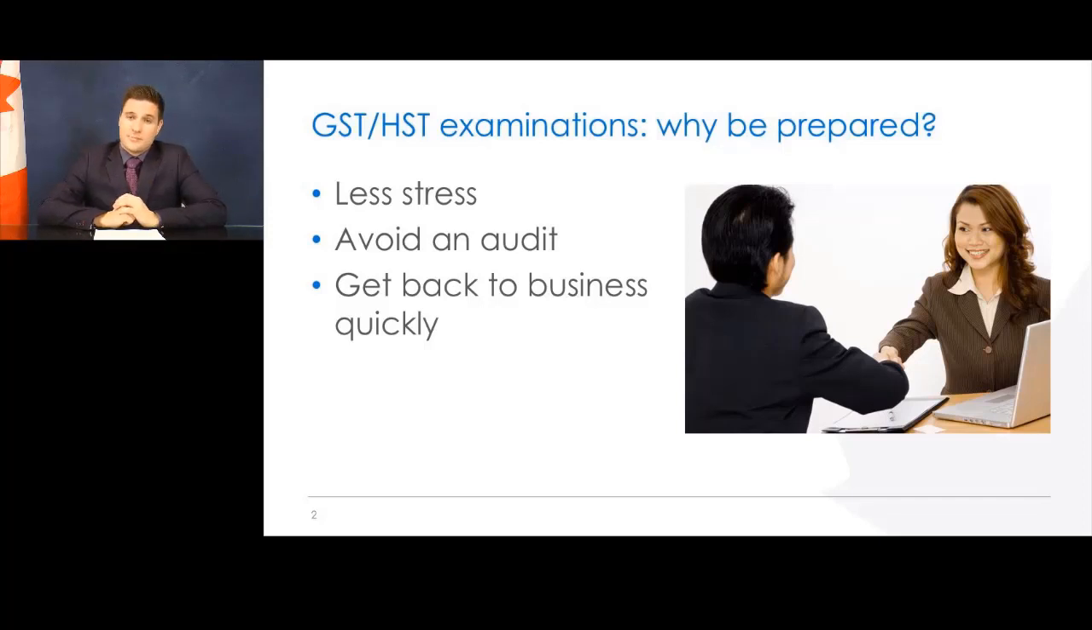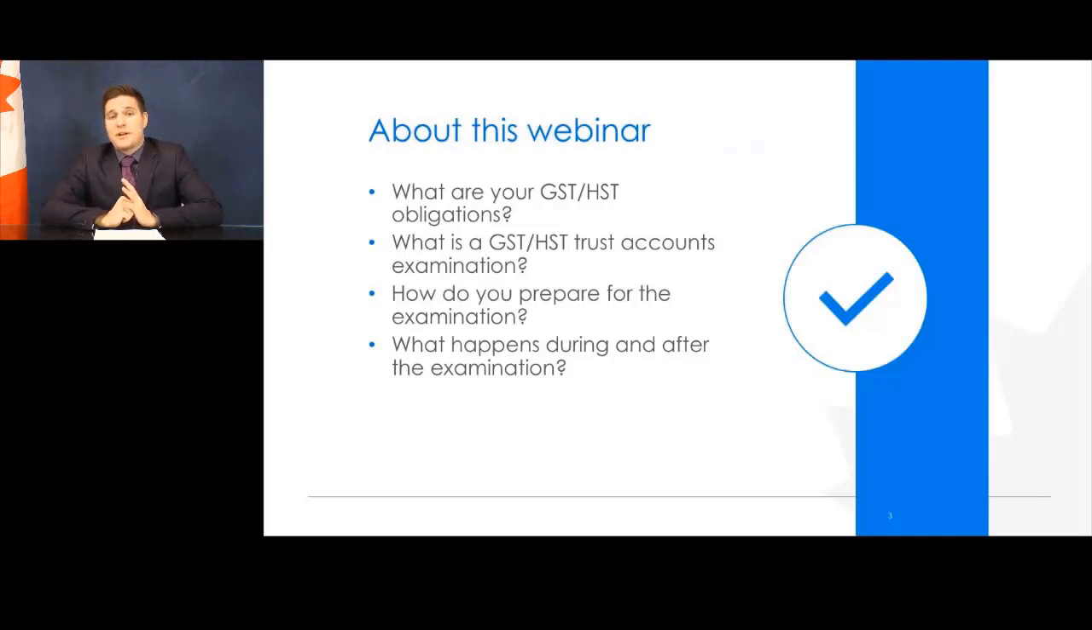In our experience, most businesses want to do things right. Intentional noncompliance is rare. Sometimes it's just a matter of getting a little help and know-how to get back on track. If you operate a business and your sales are $30,000 or more during any calendar quarter, or your sales were $30,000 or more in the last 4 consecutive calendar quarters, you have to register for a GST HST account and collect GST HST on the products or services you sell.